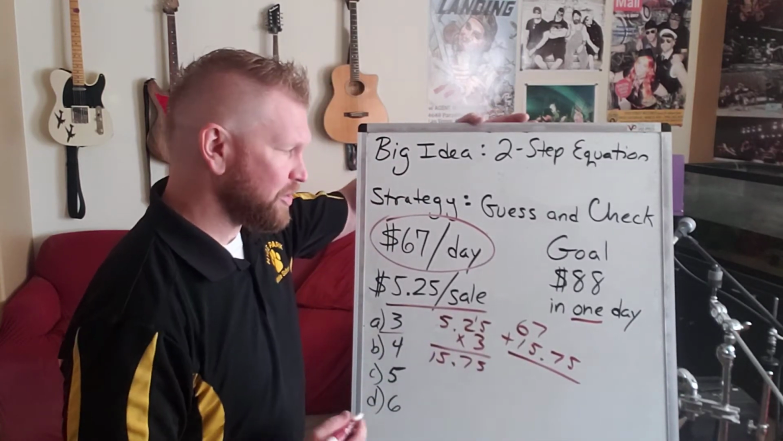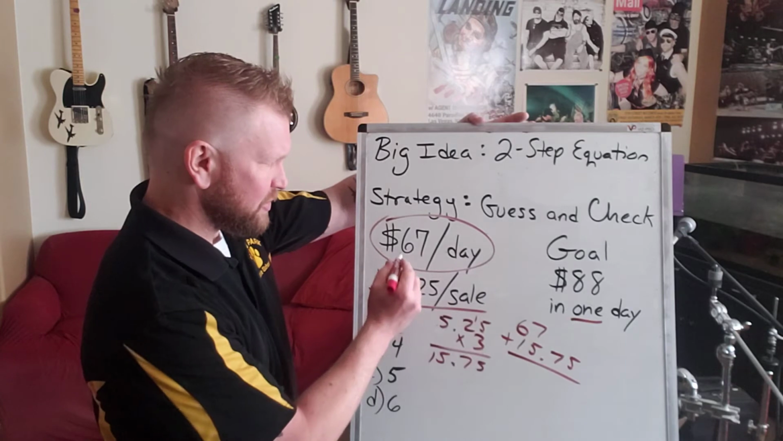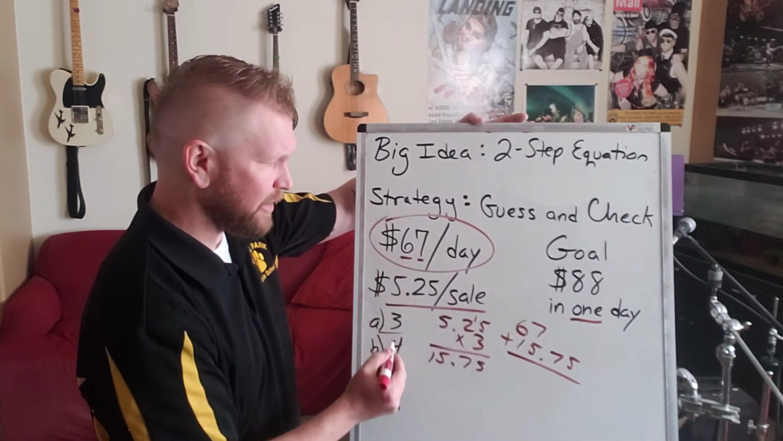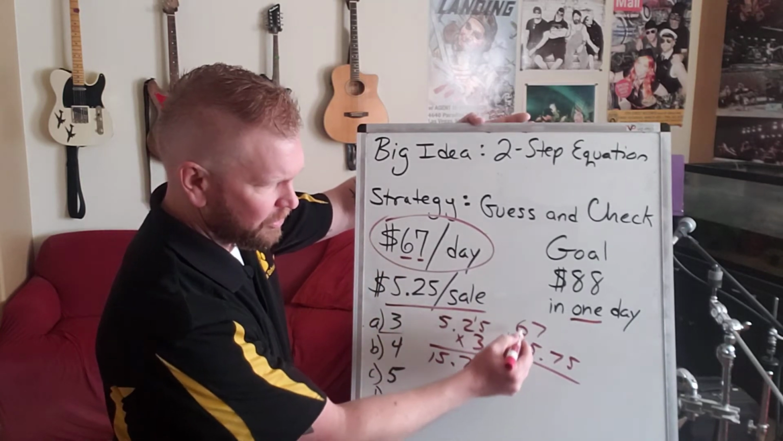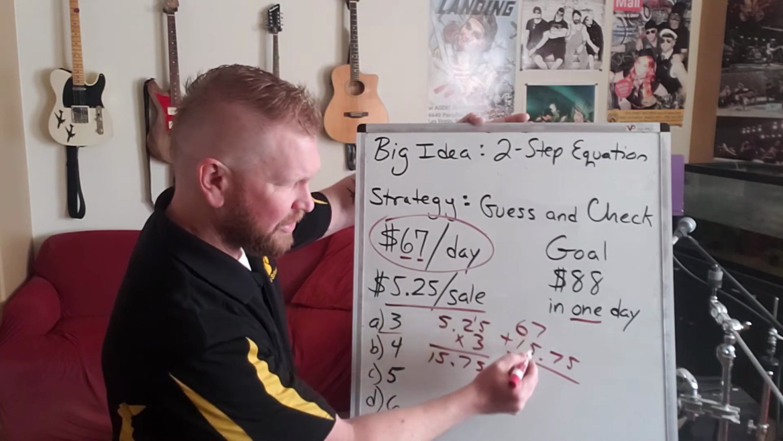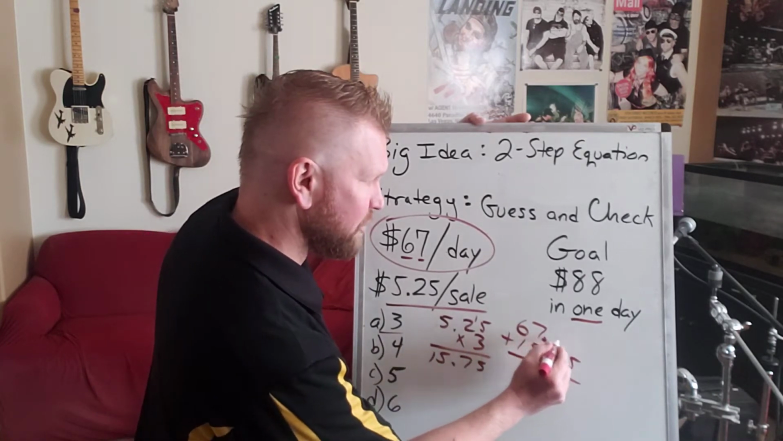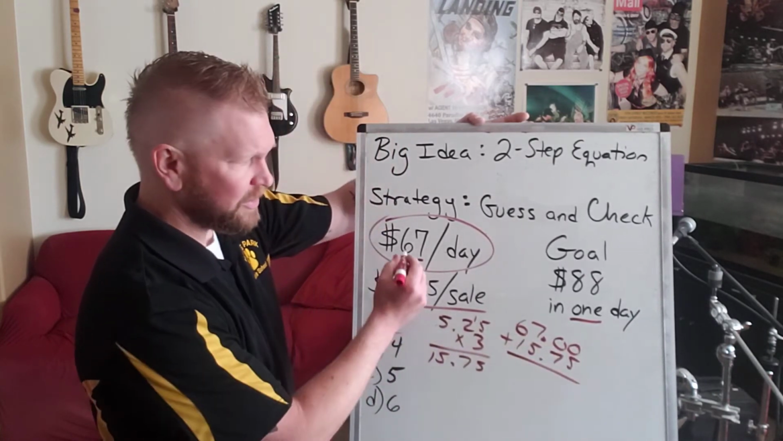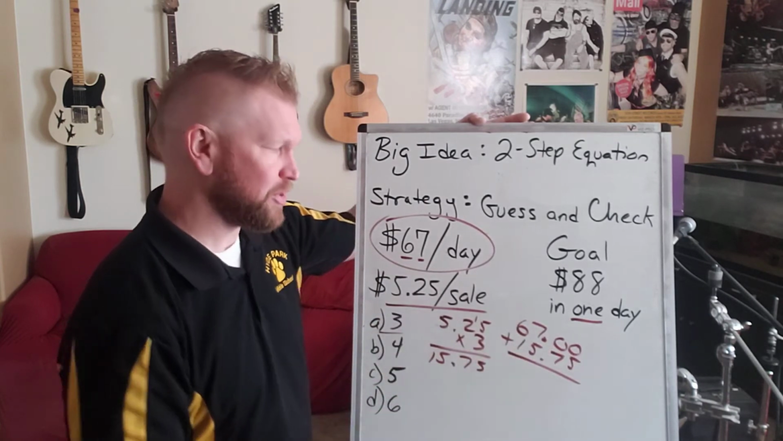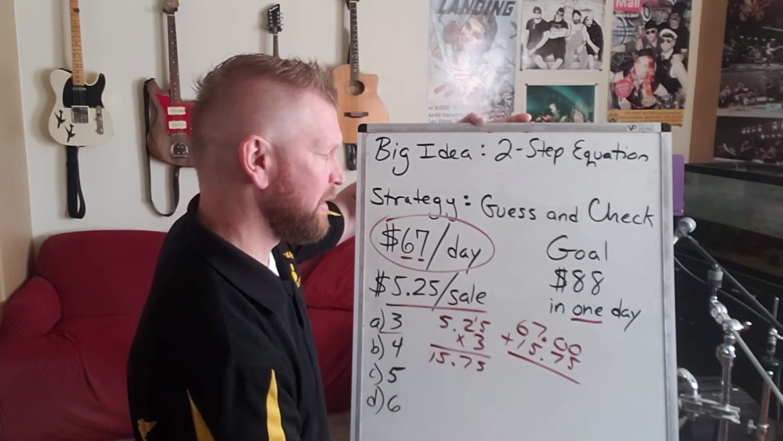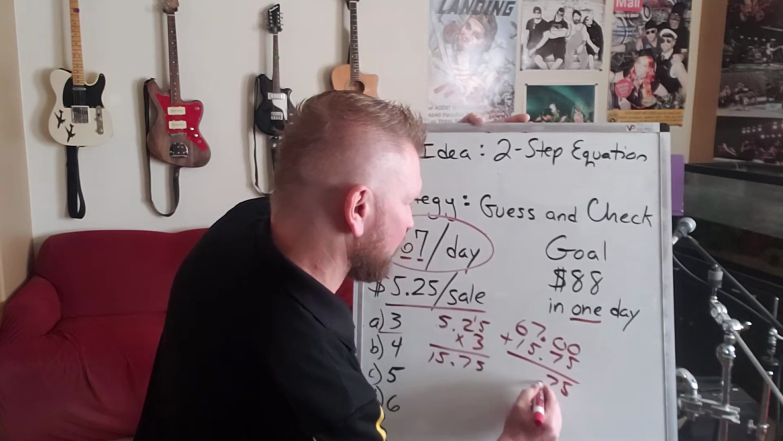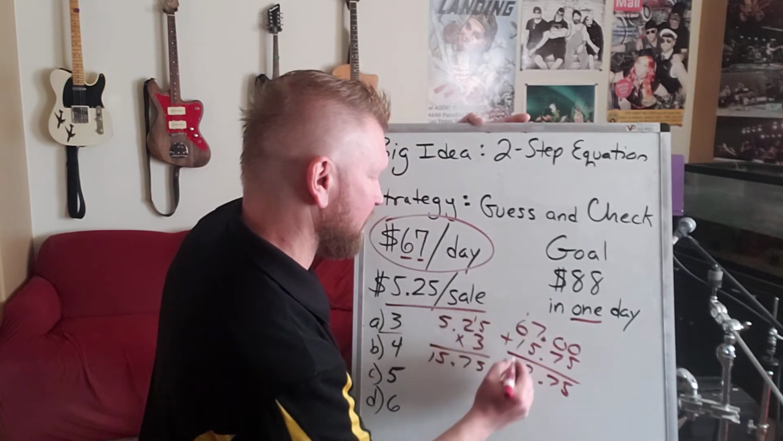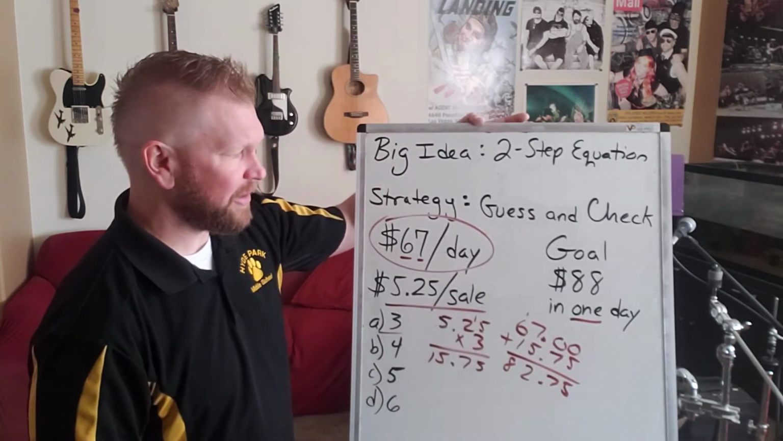Notice when you add with decimals, you have to line up the place values. So this is the tens place, this is the ones place. So the 6 goes right there with the 1 in the 15. The 7 goes right there with the 5. If you want to, you could add a decimal and a 0 to write $67 like that. It might make a little bit more sense as to why we're lining it up like this. So altogether, the total amount of money that you would make is $82.75.